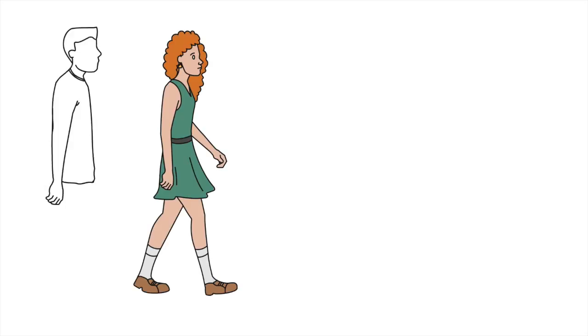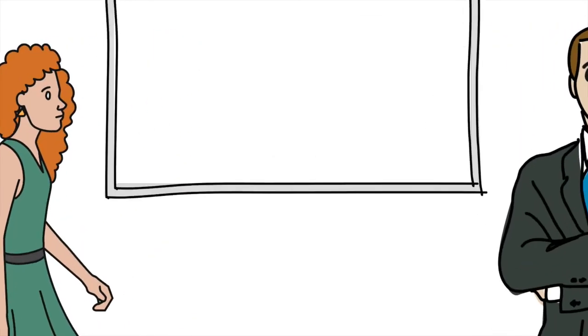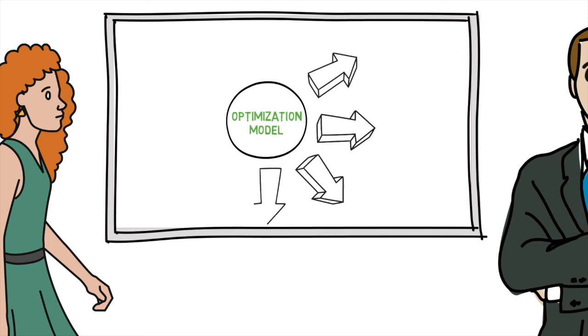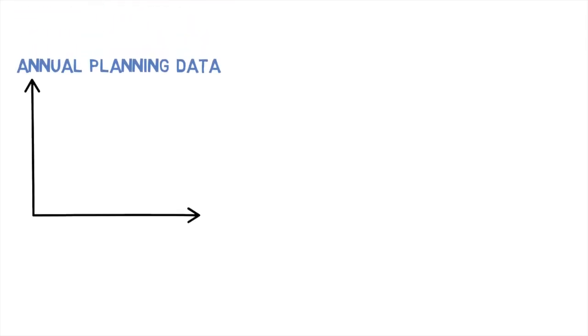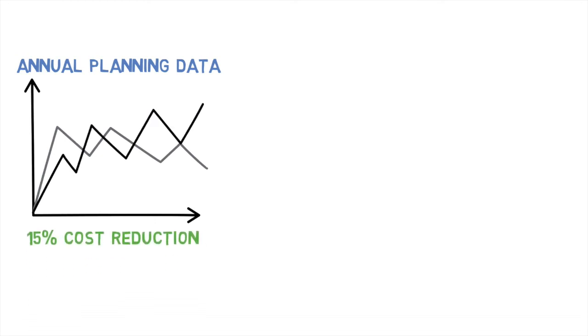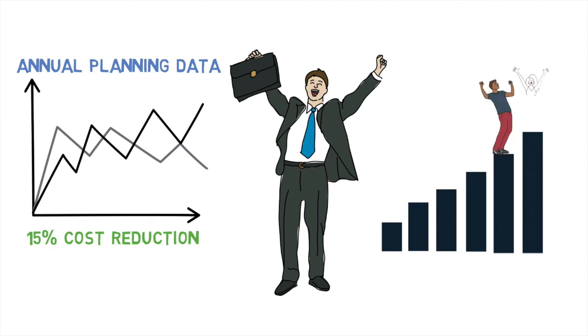The next day, Sally and Dave visit the boss together. They show the revamped system and how at the click of a button, Sally can now achieve complete inventory replenishment at reasonable cost. What's more, she tried the new optimization model on her annual planning data and managed to get 15% cost reductions compared to previous years. Her boss is overjoyed as well. He promotes Sally and Dave with a mission to deploy optimization to the rest of his business.